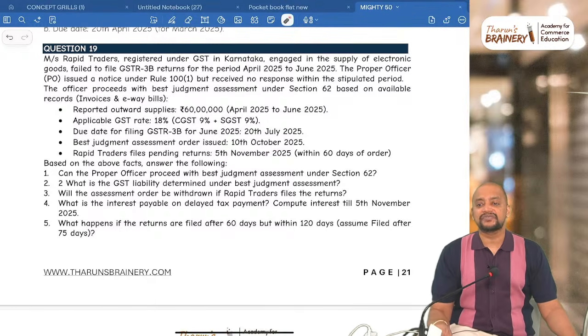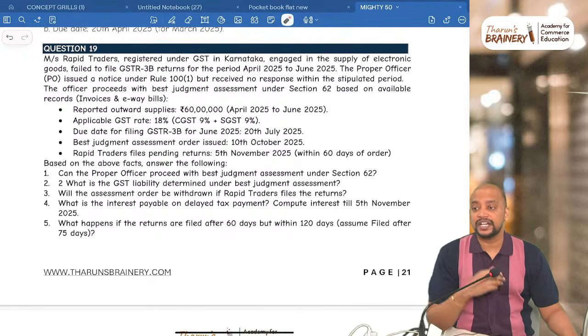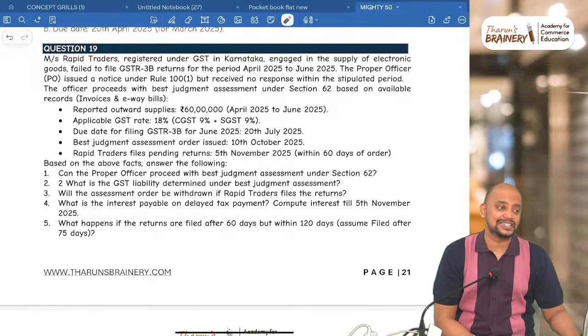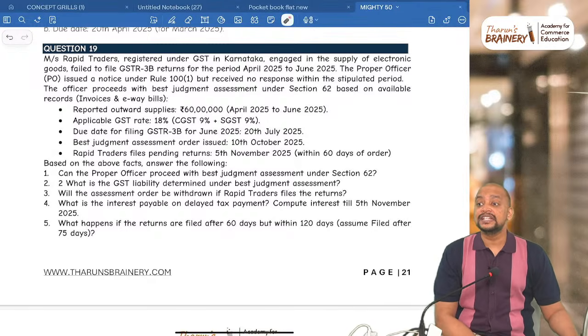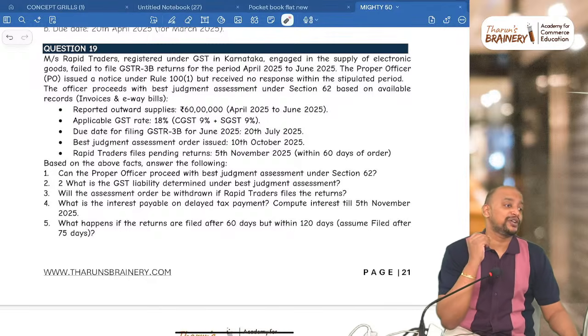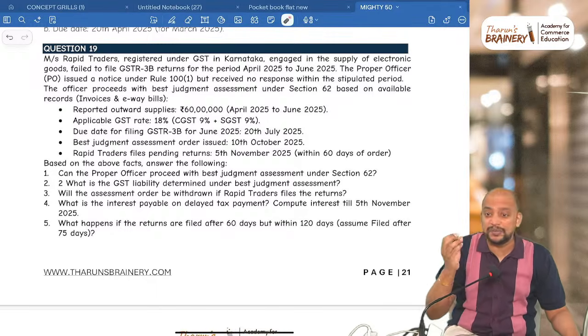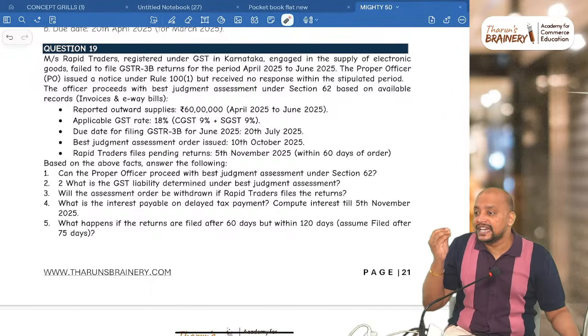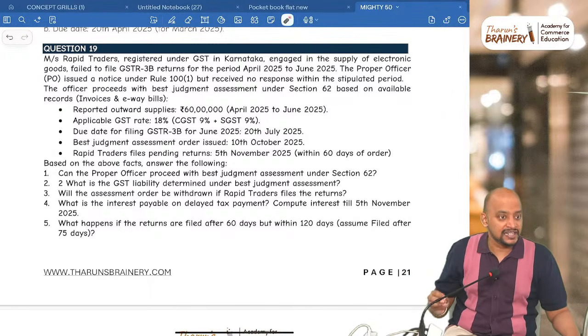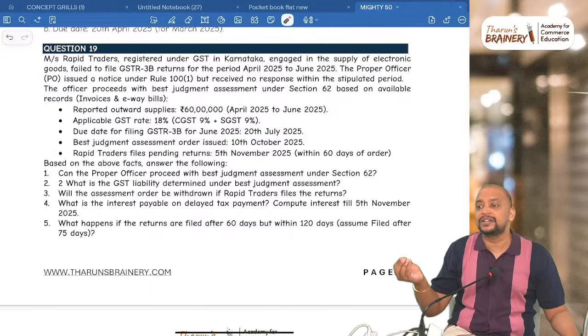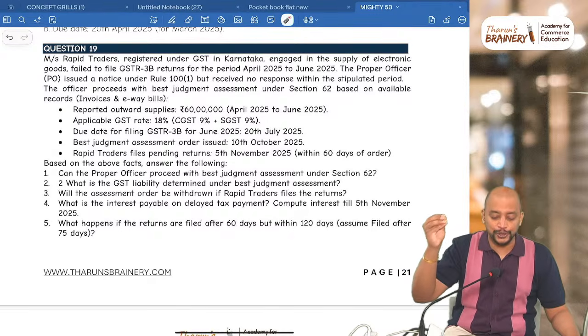Within 60 days from the order. We discussed this point in best judgment assessment under section 62. That is, after the best judgment assessment order, if you file the returns within 60 days, that best judgment assessment order will be withdrawn. You need to pay the late fee for delay in filing returns plus interest and whatever applicable taxes as per the returns.